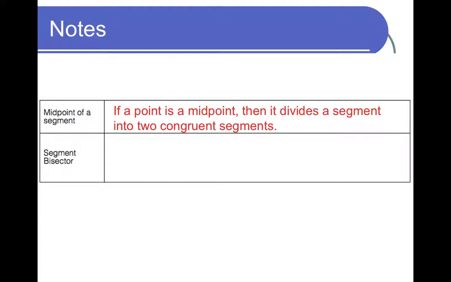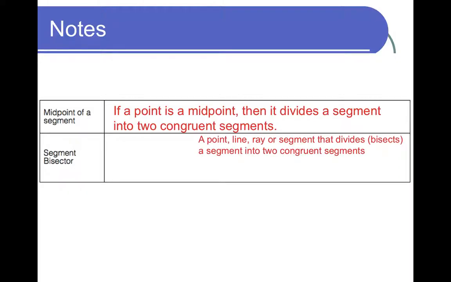A segment bisector, sect just means to cut. Like you all are my 6th period section. I have geometry, and then we cut it into different groups, and those groups are called sections. Sect just means cut. Bi means two, like a bicycle has 2 wheels. So bisect just means cut into 2. So a point, line, ray, or segment that divides or bisects a segment into 2 congruent segments.